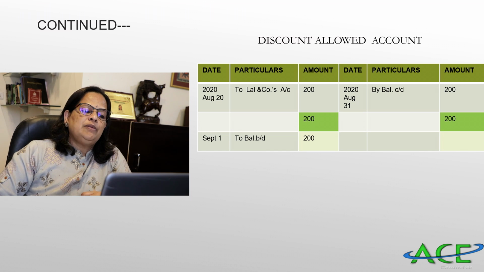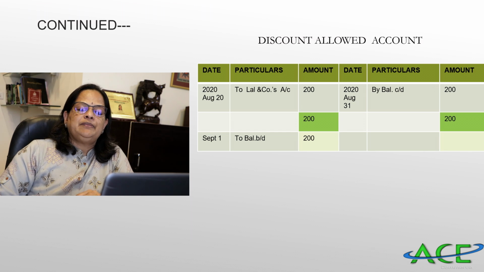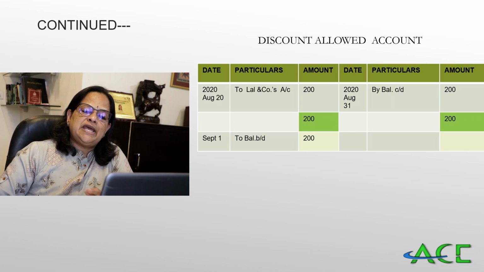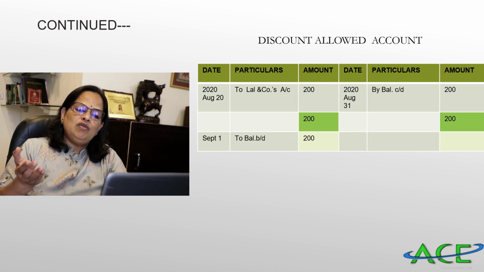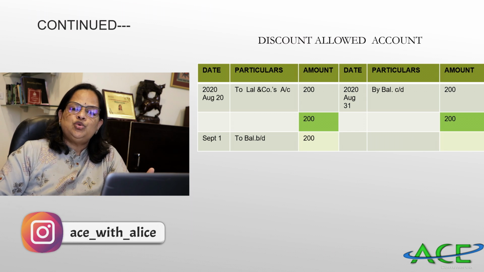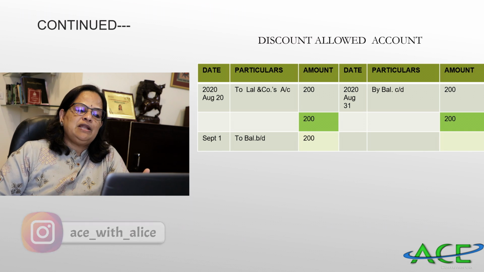Discount allowed account. In the discount allowed account you have to remember, August 20, to Lal and Company's account 200. There is no corresponding credit entry. So we will write by balance carried down 200. So then the account will become equal. So now this will come as to balance brought down 200. So you have to remember that this will come in the debit side of the trial balance.